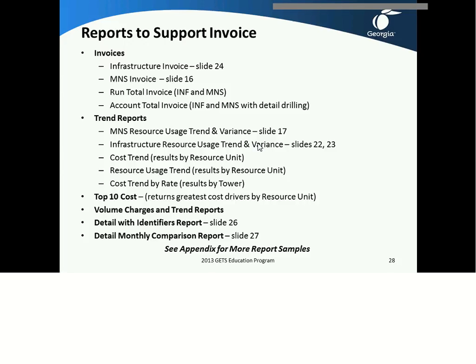There's the cost trend report that just shows you your trend in spend by dollars. That goes all the way down to the cost center level if you choose. The resource usage trend report pulls IBM and AT&T infrastructure and M&S charges together in one report, but doesn't have the variance or the delta on it. And the cost trend by rate report is a good executive summary level report that shows trend by tower.